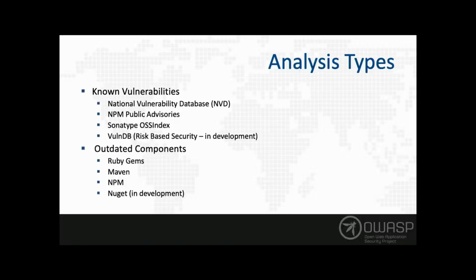So for vulnerabilities, we check the NVD. We integrate natively with NPM public repositories using the NPM Audit API. Big thanks to Sonatype for supporting OSS Index and rolling that out. And we've got partial support for VulnDB. We're kind of working on that a little bit as we go forward.